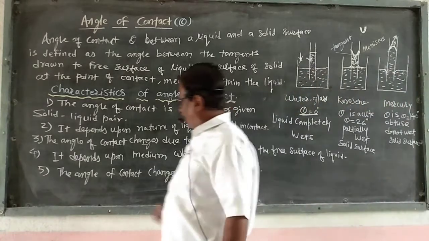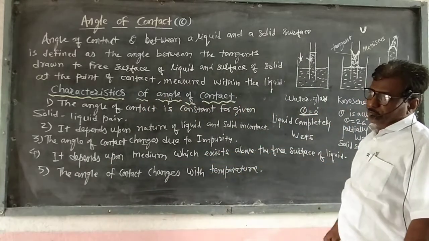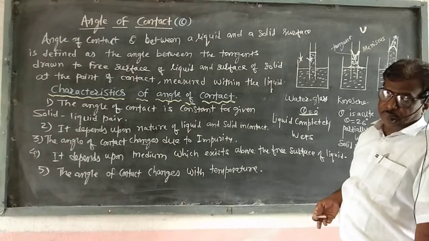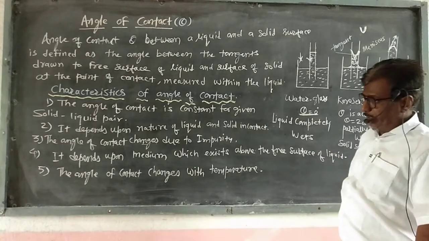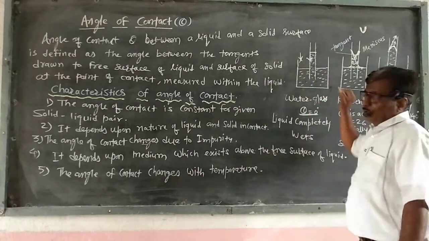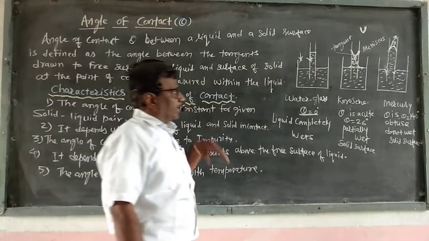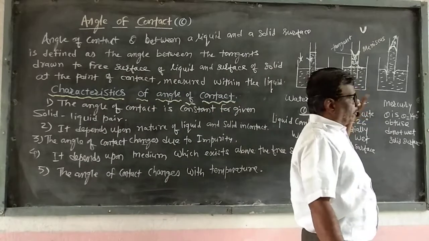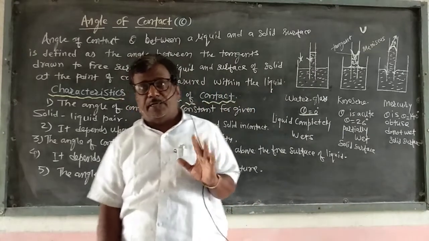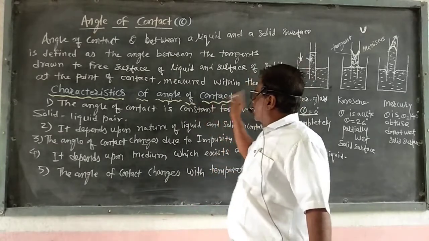Now the fourth characteristic: it depends upon the medium which exists above the free surface of the liquid. Here, above the free surface of the liquid, it depends upon the medium. And the last characteristic is that the angle of contact changes with temperature. If we take cold water, the angle of contact is different. If we take hot water, the angle of contact is different. Here in this figure also, any hot material changes the surface tension, which changes the angle of contact. So these are the characteristics of angle of contact.